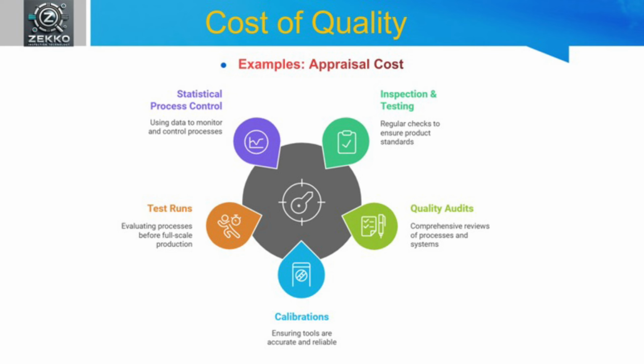The second parameter is quality audits. In quality audits, these are expenses for conducting internal and external audits to evaluate the effectiveness of the quality management system. Nowadays, every company has ISO 9001, 45001 and 14001. Every standard has a laid down guideline that at least once a year we have to conduct the audit. And these audits are for evaluating the effectiveness of the QMS.